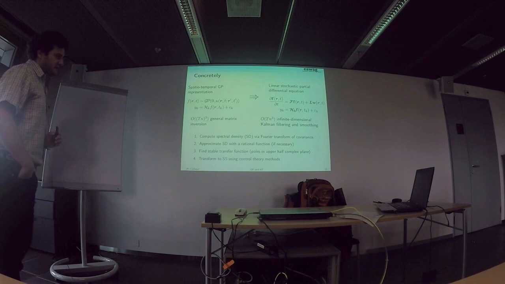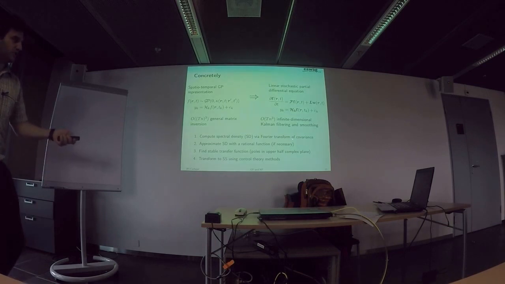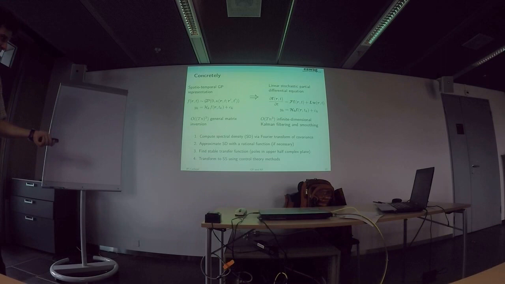First, you compute the spectral density of this system, formally, Fourier transform, basically. Then you're going to approximate this with a rational function. For a stationary covariance function linear system, you don't need to do this. So basically, just compute the spectral density.